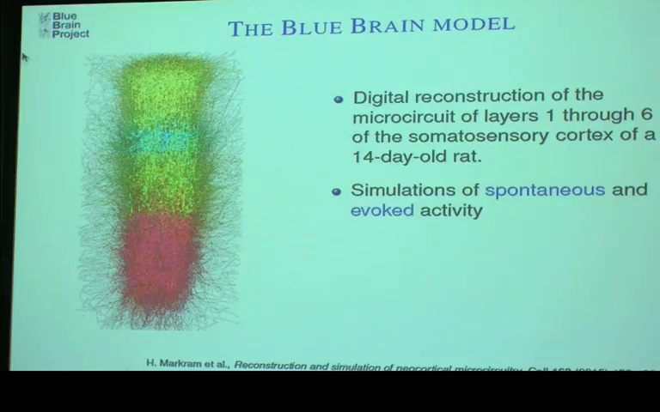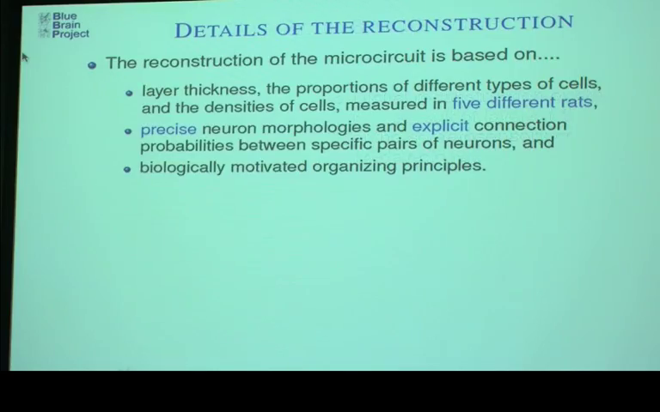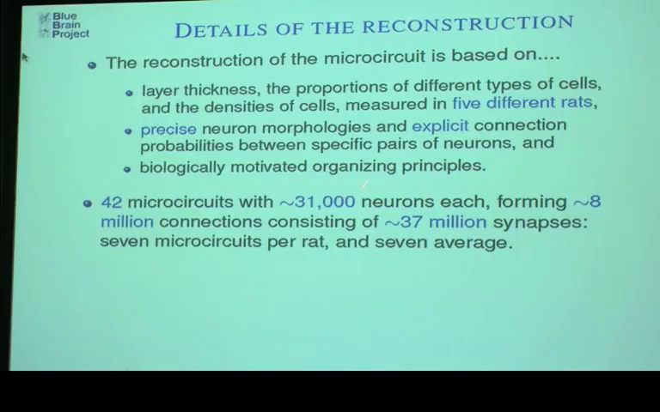This is the top layer, the outside, layer 1, down to layer 6. And so they took into account a whole lot of biological detail in making this reconstruction, including precise neuron morphologies and really explicit connection probabilities. They took parameters for this algorithm from 5 different rats who were sacrificed at 14 days of age, and measured all these different parameters. Then using these parameters and the very complex algorithm they had, they made 7 different instantiations of this bit of cortical tissue for each of these 5 rats, and then took the average values as well and made an instantiation.